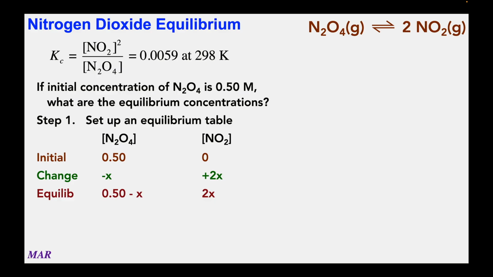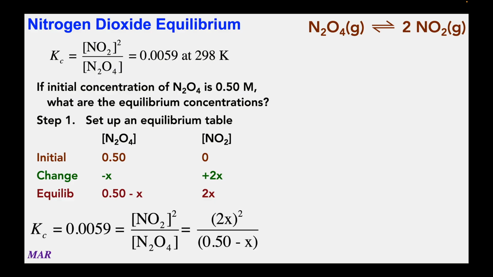So at equilibrium, 0.5 minus x for N2O4, and NO2 will be equal to 2x. We need to square the NO2 because of the stoichiometry. So 0.0059 equals quantity 2x squared divided by 0.50 minus x. And this is a problem you can solve.